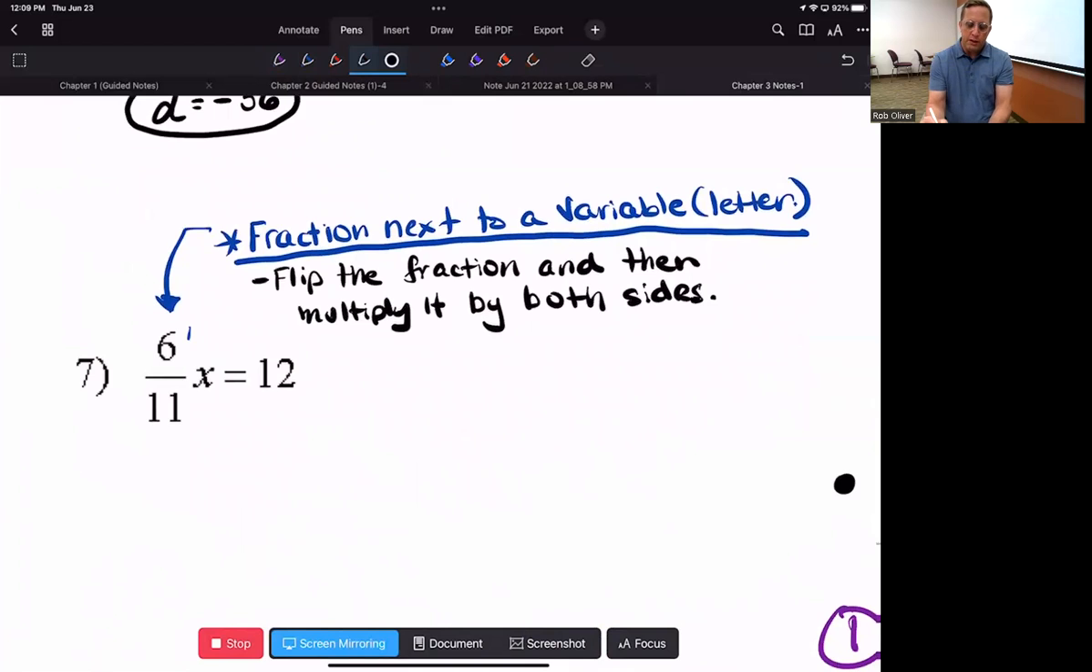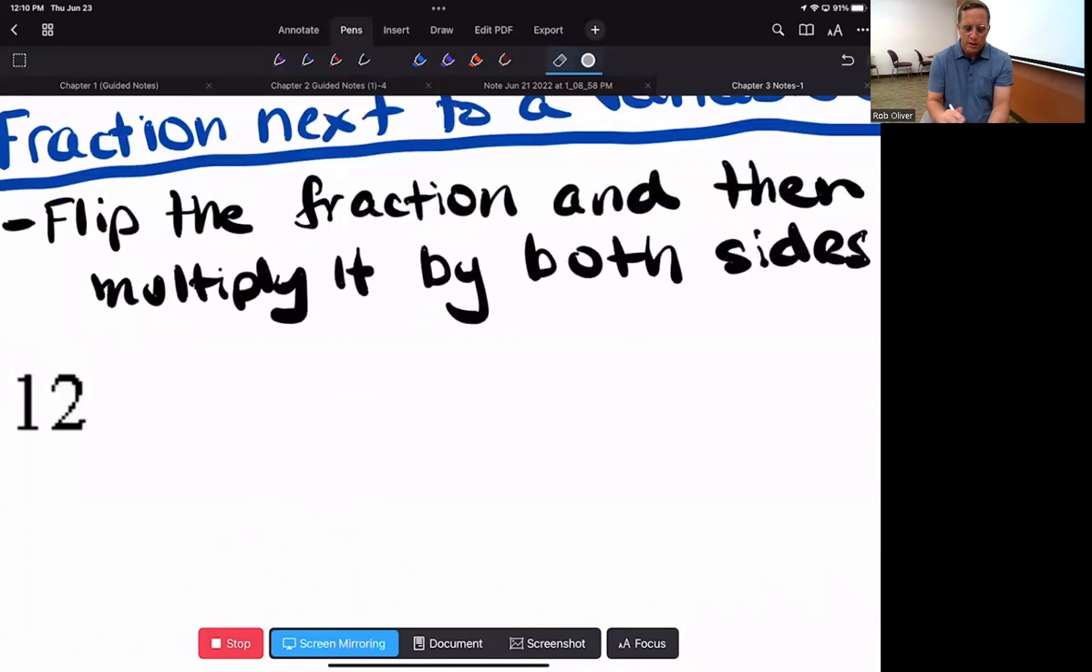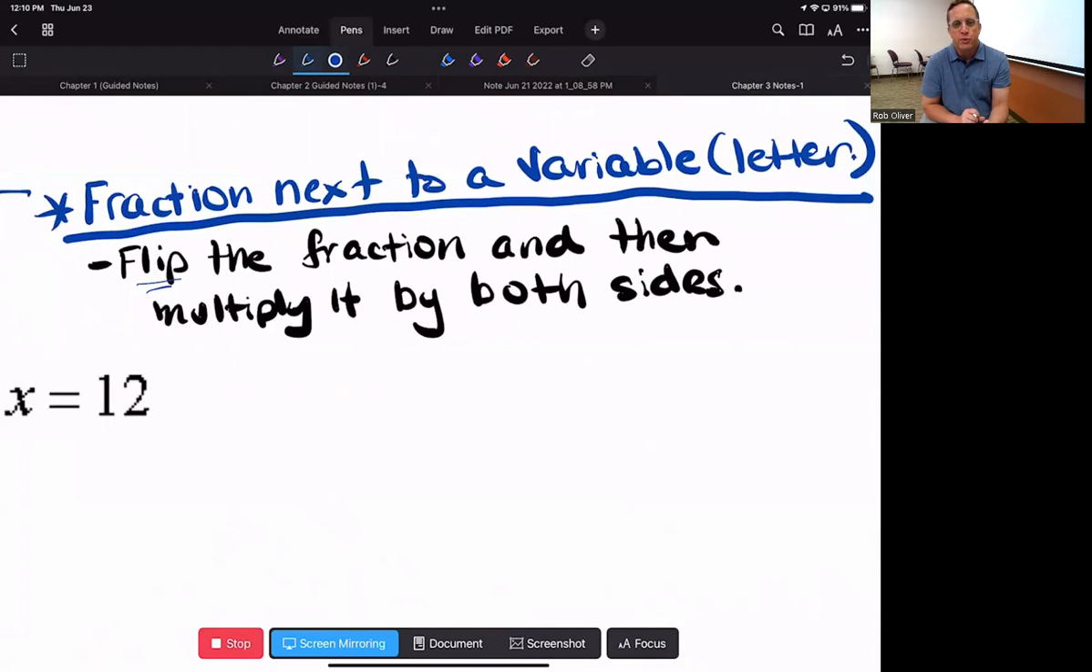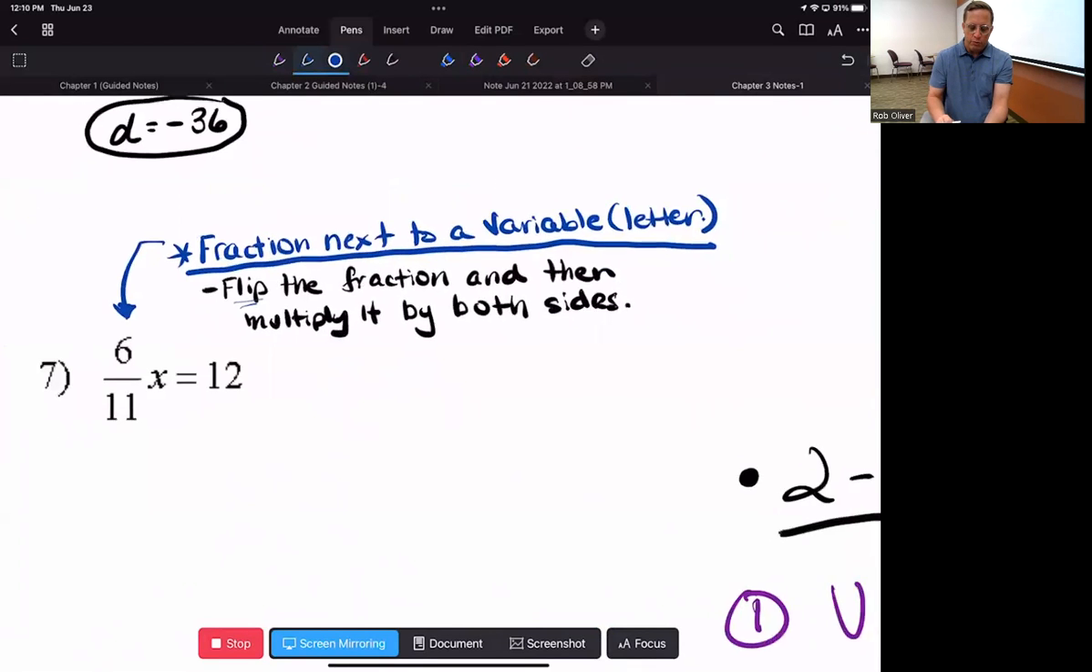Now, number 7. I have a system here that I like to point out, because number 7 is a problem where you have a fraction next to a variable, which I always call a letter. When you have a fraction next to a letter, you want to know what to do, because I think sometimes people are confused by that. What you want to do is flip the fraction, and then multiply it on both sides. So that is what we're going to do.